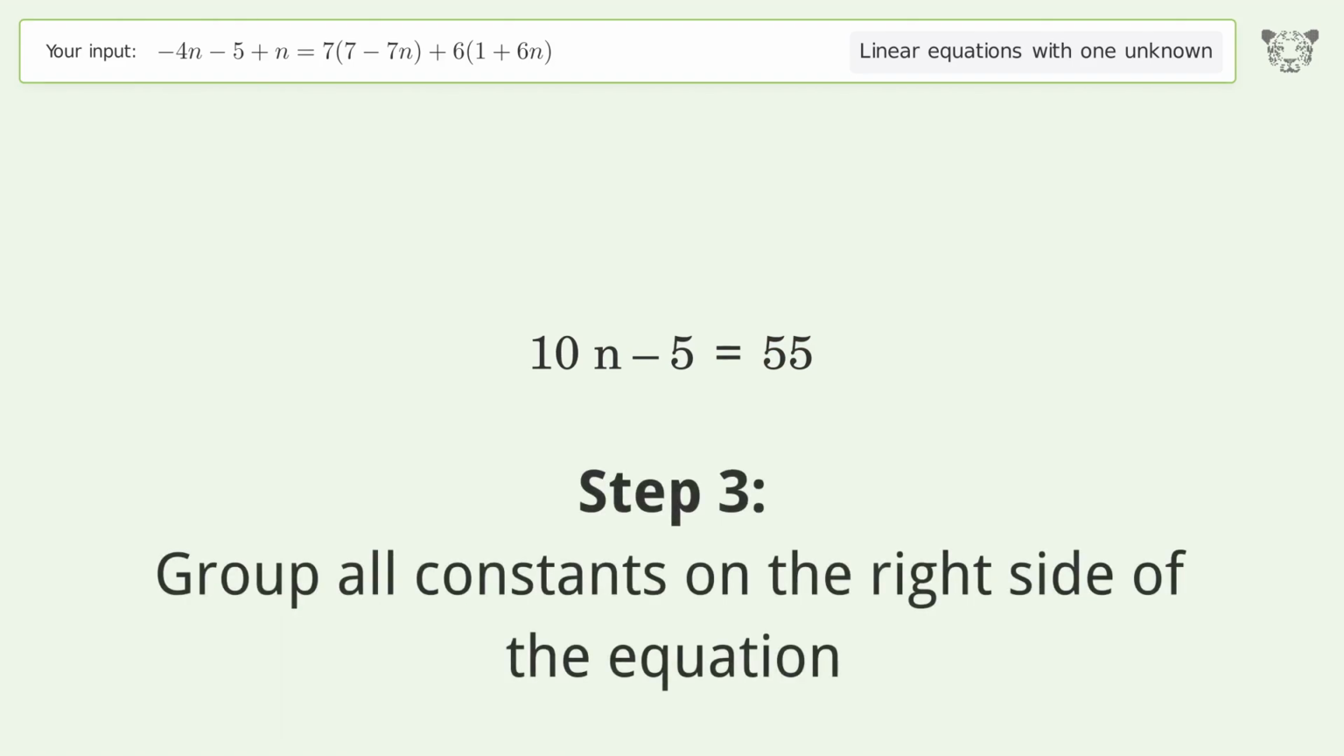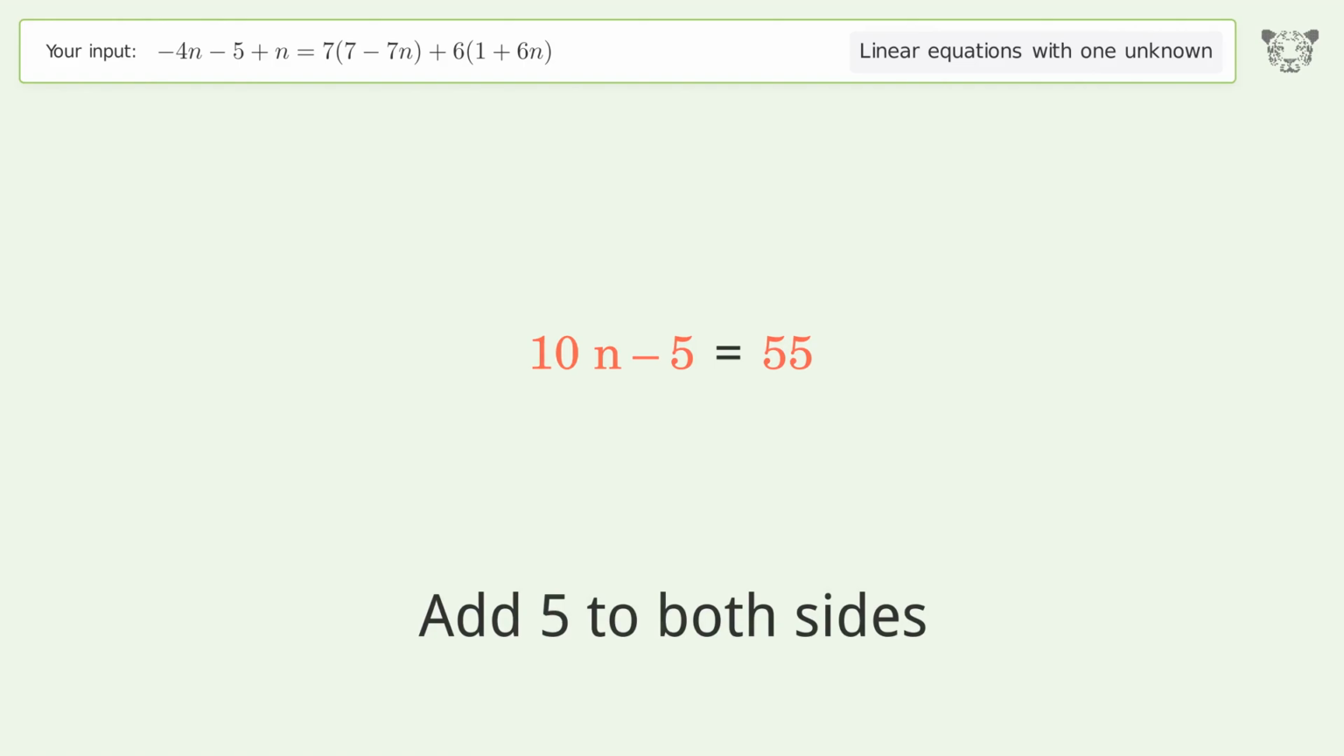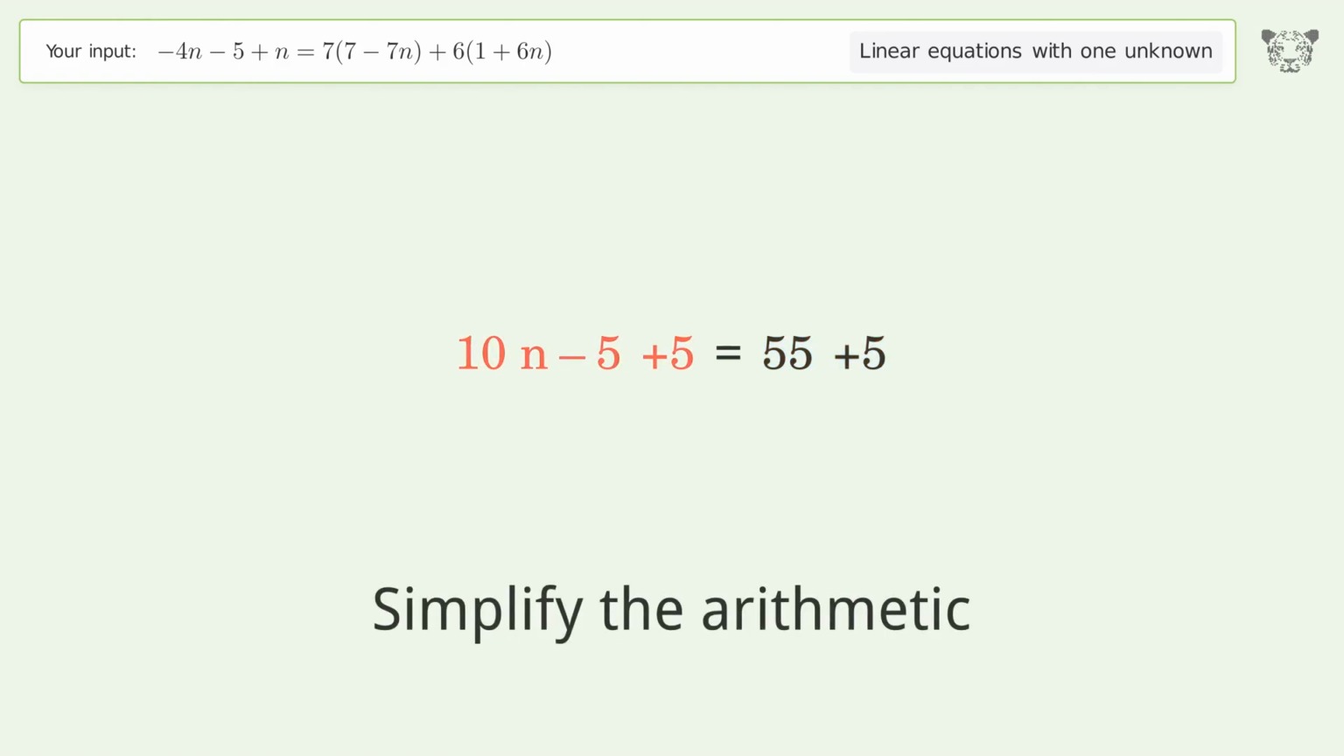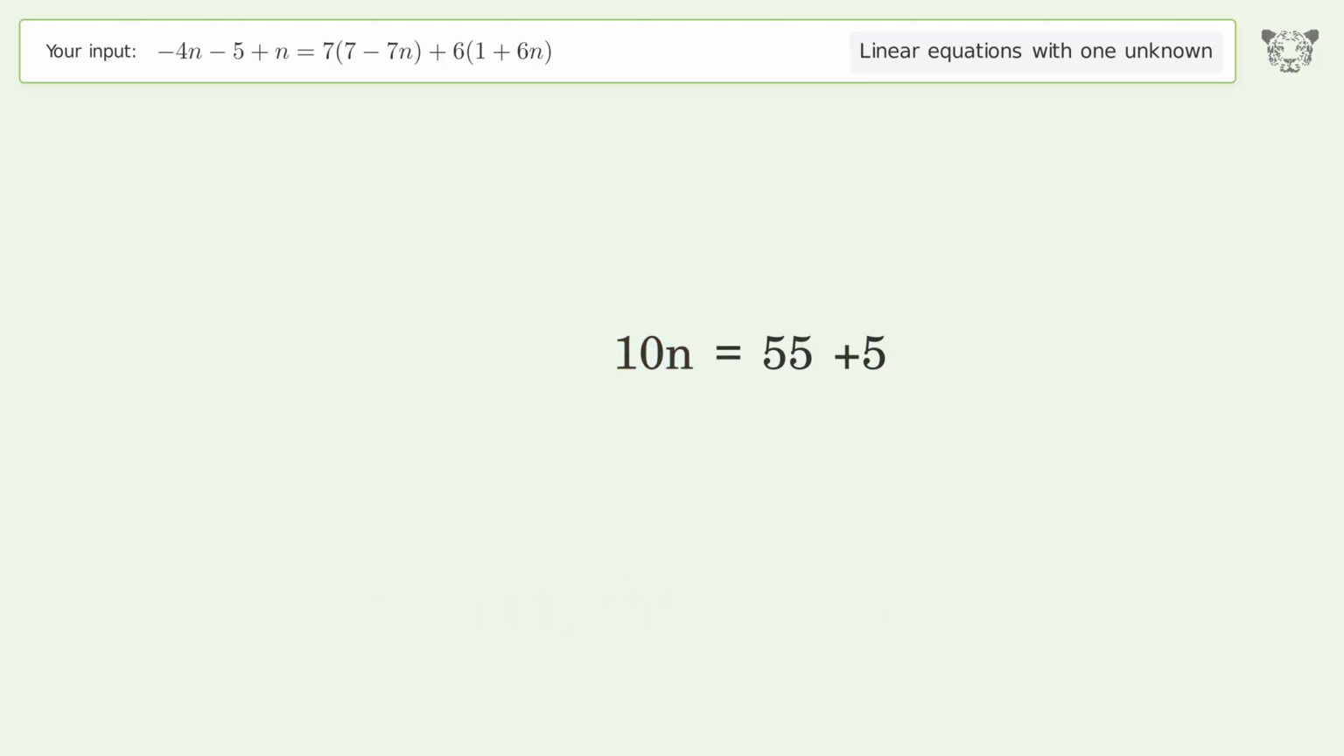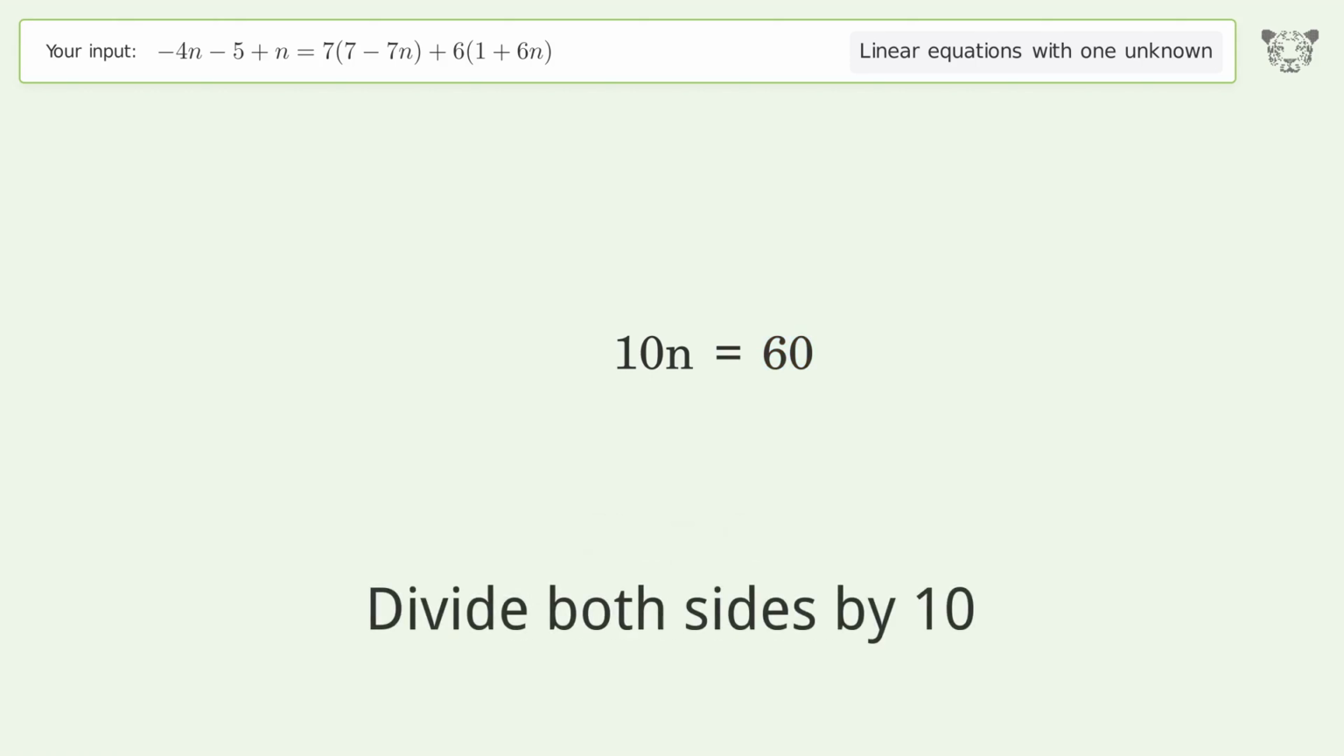Group all constants on the right side of the equation. Add 5 to both sides. Simplify the arithmetic. Isolate the n. Divide both sides by 10.